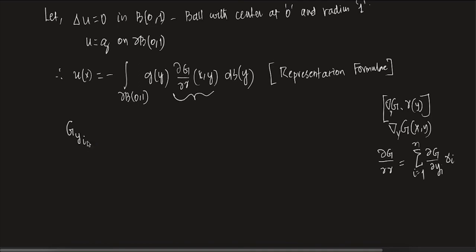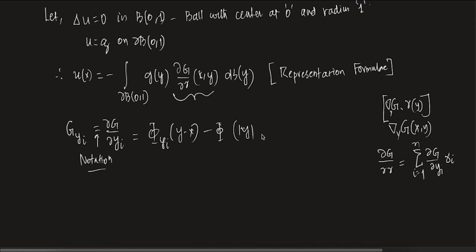So that is what? g_yi. I hope all of you know these notations here. g_yi is del, I mean, this is just a notation. That's what I'm saying. So this is equal to the fundamental solution with respect to y minus x, minus capital phi of mod y times y minus x tilde. Okay, and this is with respect to yi. Now once I do this, let's calculate this one, capital phi_yi of mod y minus x tilde.